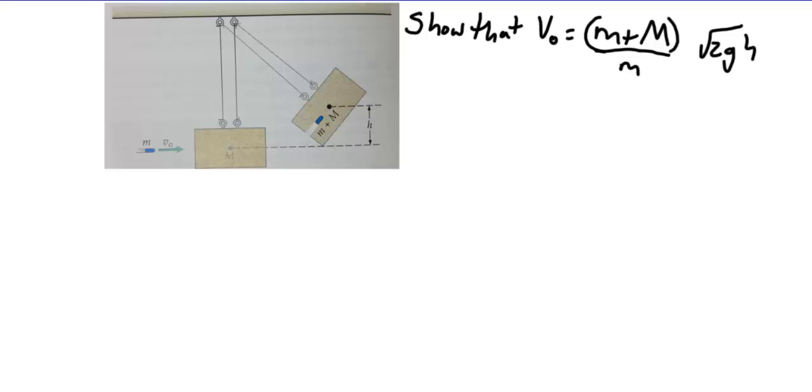This is a ballistics pendulum, and a ballistics pendulum is used to figure out the initial velocity of a bullet or something shot into another block. Basically, we use the law of conservation of momentum together with the law of conservation of energy to figure out how fast this bullet had to be going in order to get the pendulum to swing up to a height h.